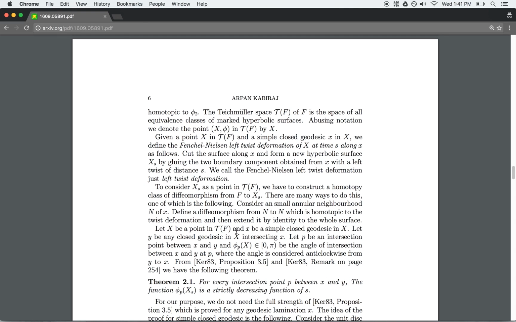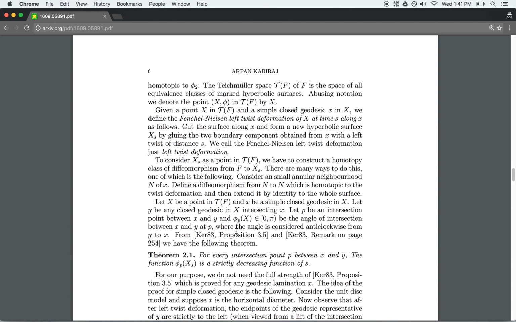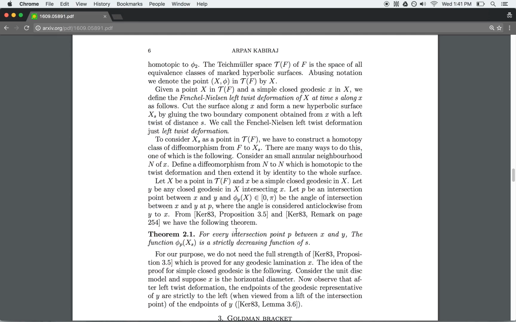Cut the surface along x and form a new hyperbolic surface, X_s, by gluing the two boundary components obtained from x with a left twist distance of s. We call the Fenchel-Nielsen left twist deformation just left twist deformation.